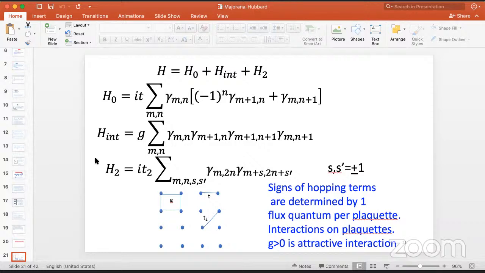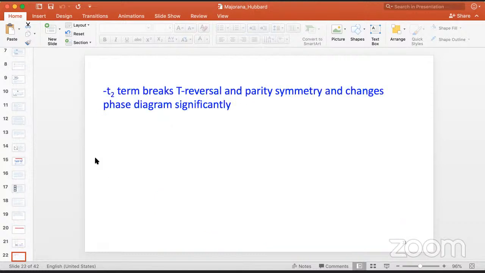So again, G positive is attractive interactions and G negative is repulsive, because of turning over to Dirac fermions. So the t2, yes.